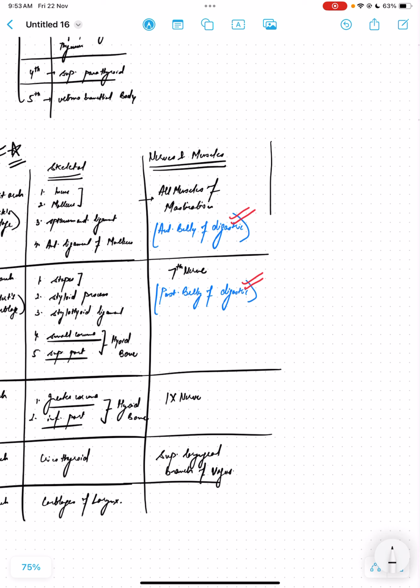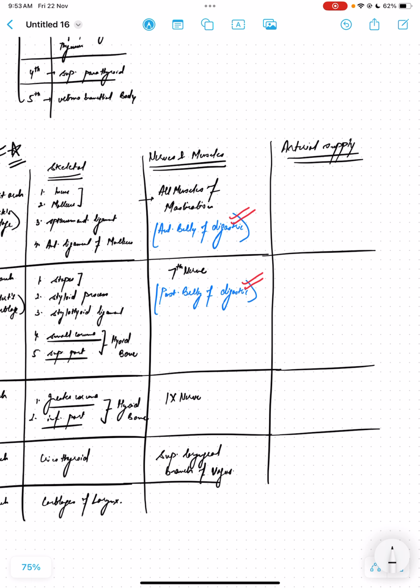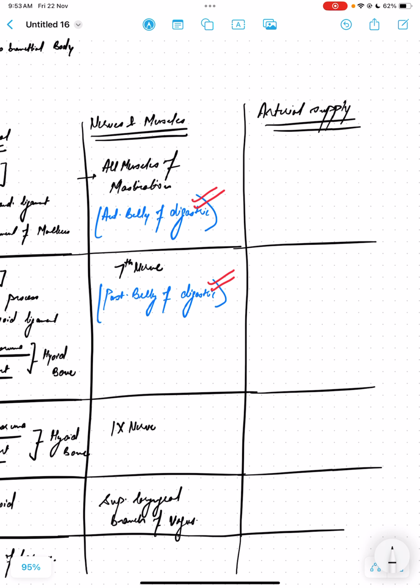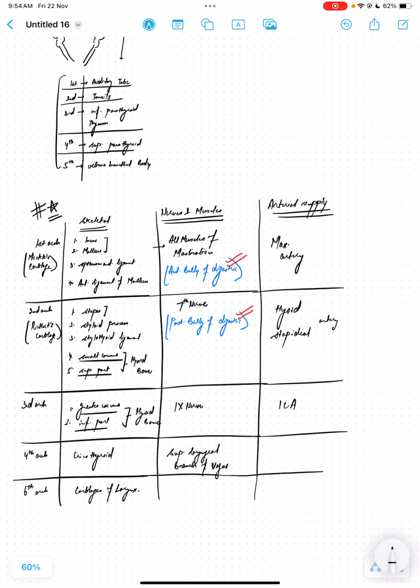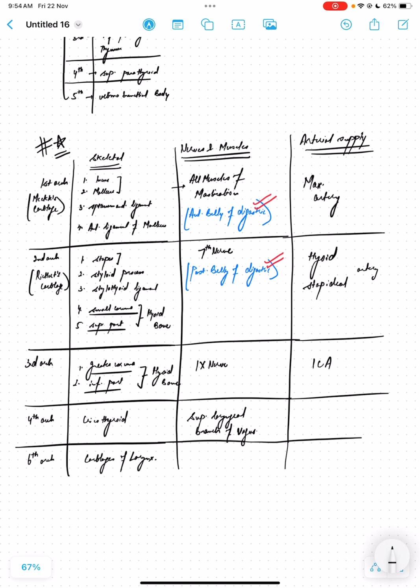Then what is the arterial supply? Arterial supply. From the first arch we get the maxillary artery. From the second arch we have the hyoid and the stapedial artery. From the third arch we have the internal carotid artery. Okay, these are the basic things that you have to remember.